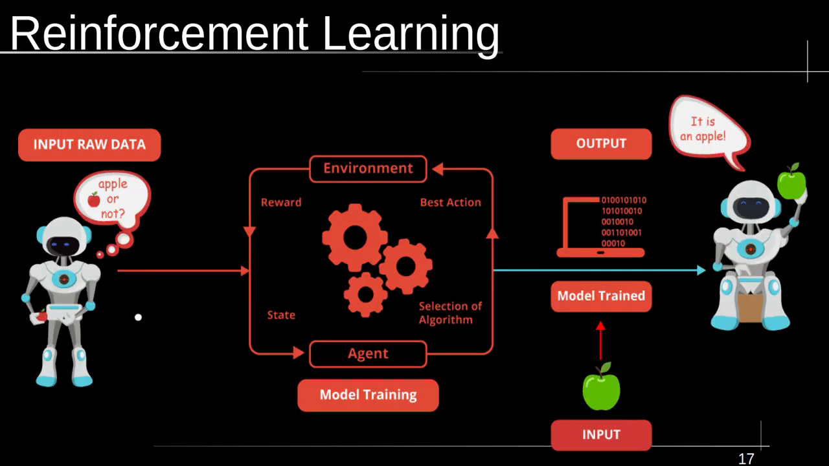So that's how it learns. At home, children learn the same way. If children are learning and we appreciate them, and sometimes we give punishments as well. Let's take an example of reinforcement learning. We have input data, and apple or not apple. The agent will learn here. Sometimes it may make a mistake, so in that case, no, it's not an apple. Based on the learning, it will recognize, yes, this is an apple. Finally, it gets the output.